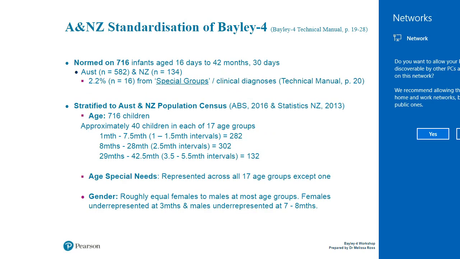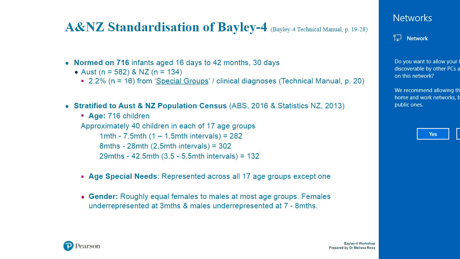The Australian and New Zealand norms were based on the standardisation phase of 716 children. The younger age groups are well represented where there is rapid developmental change. The sample gets thinner as they get older and may be less representative at an older age. 16 special groups infants, or 2.2% of the standardisation sample, were included in the development of the norms. The special groups included infants with developmental delay, Down syndrome, and those born premature.